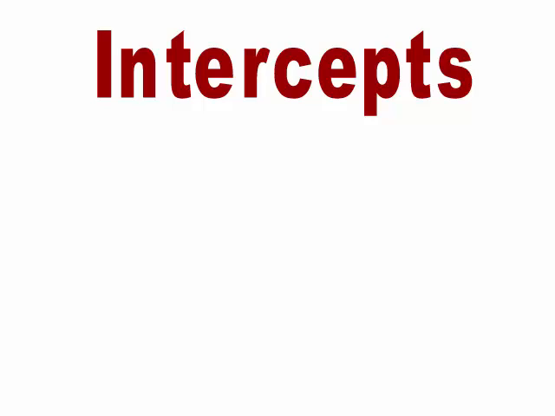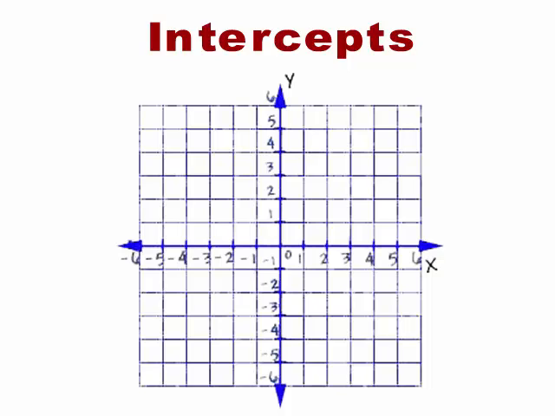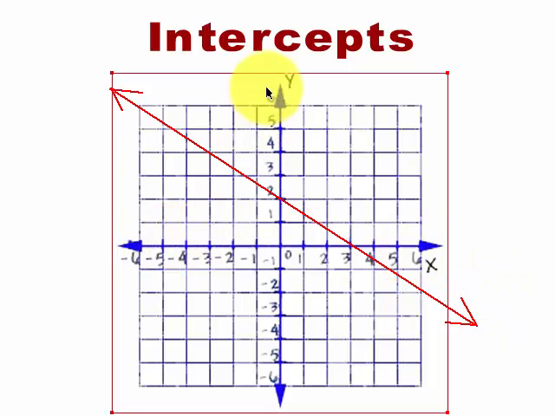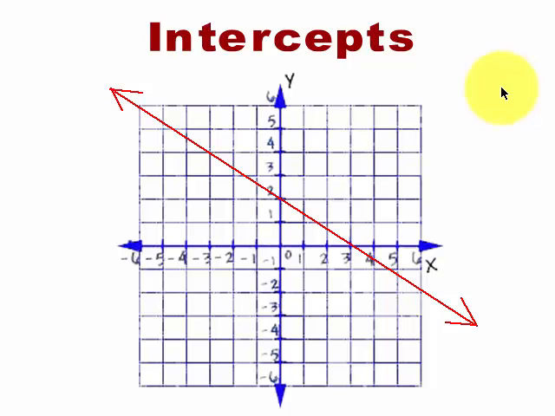Intercepts. Intercepts in graphing are really important. Okay, so intercepts tell us a lot. So first of all, let me make sure you know what an intercept is. An intercept is the point of any function that has been graphed, any equation that's been graphed, that crosses either the y-axis or the x-axis, right? These are intercepts of the axes.